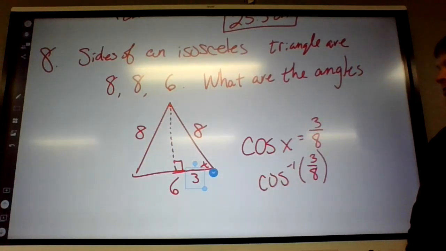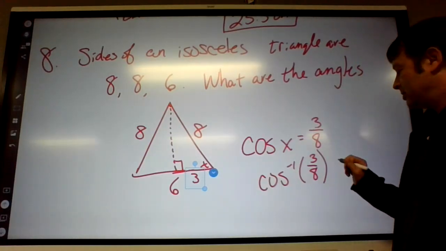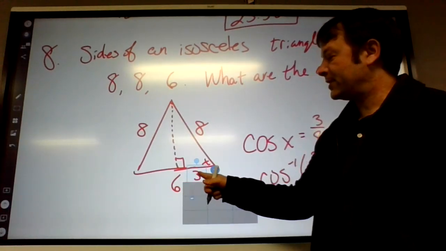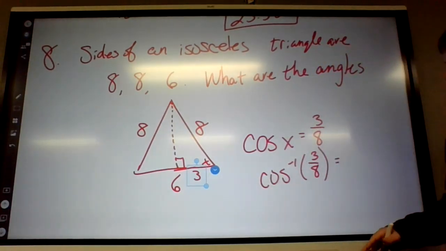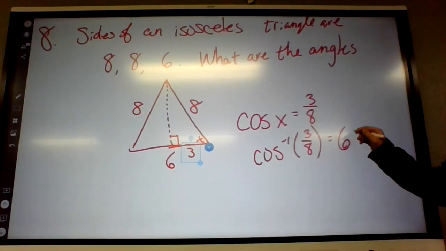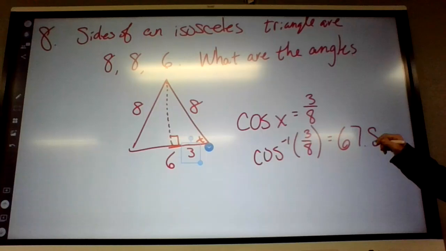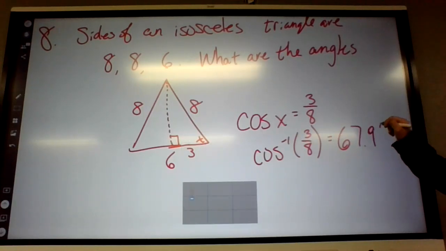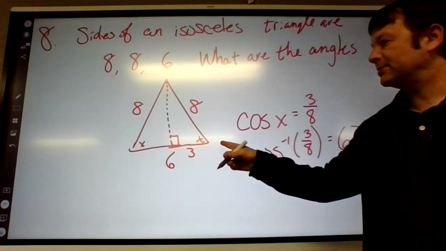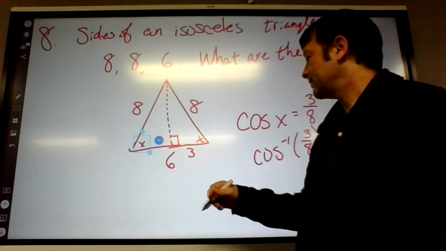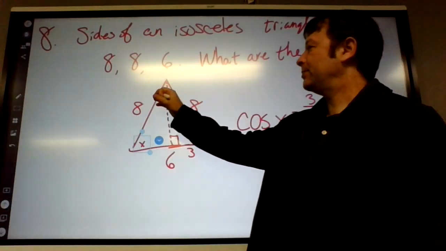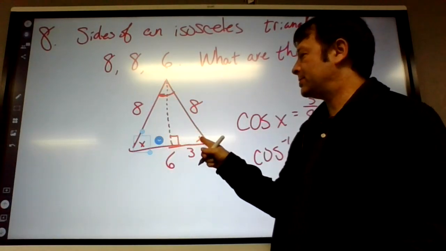No, the one on the test does come out as a decimal. That's fine. I mean, they did put a number like 5 here, so this would be like 2.5. Same idea. What is cosine inverse of 3/8? 67.8? 9. Okay, so we can do the same thing over here, but these triangles are identical, so that's 67.9 as well. And then this top angle will be 180 take away these 2.